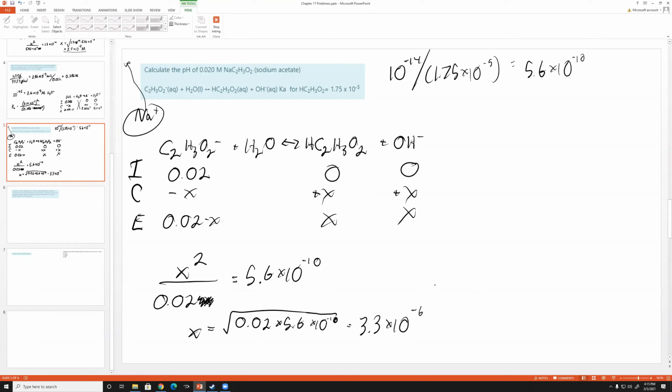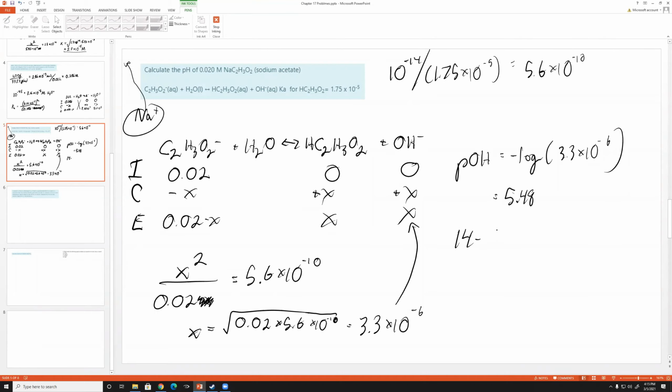Now, this x corresponds to the hydroxide ion concentration. So we can find the pOH by doing the negative log of that, which would be negative log of 3.3 times 10 to the negative 6th, which equals 5.48. And then the pH would be 14 minus 5.48.